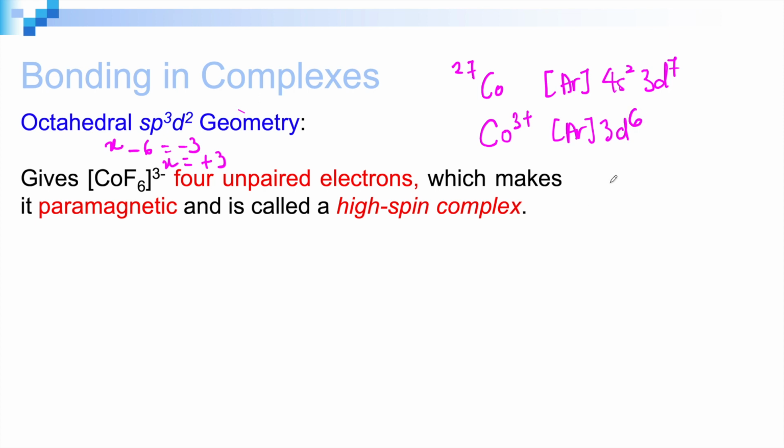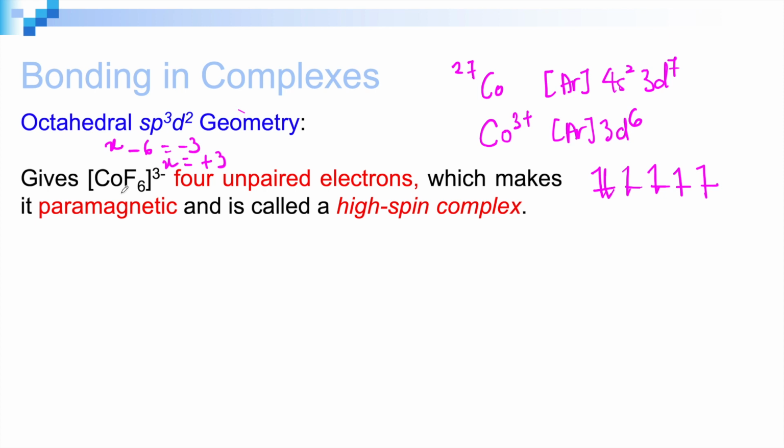Okay, then let's draw the d orbital. For 6 electrons, you need to fill up singly and then pair up the electrons. So what can you see here? We have 4 unpaired electrons, which makes it paramagnetic, and this is what we call a high spin complex.